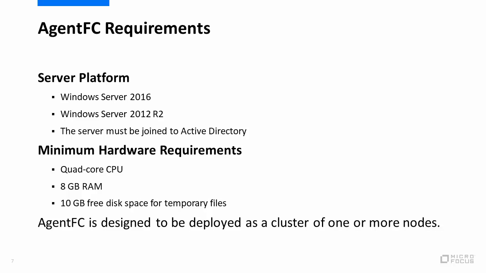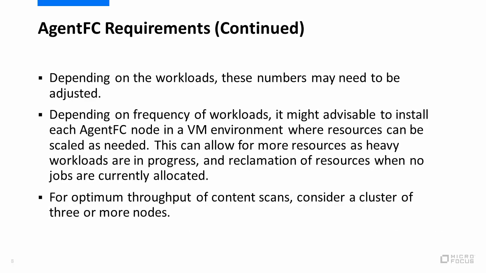Here you can see the requirements for the new Agent FC. These should be considered minimum requirements. Indexing documents and content inspection can be a very CPU intensive process, especially if you're doing things like OCRing images and looking for content inside of images. Content analysis is typically an on-demand process, and therefore you do not need multiple dedicated Agent FCs. If these are virtual machines, you can power them up and deploy them as needed, but then reclaim those resources when your processing is done.